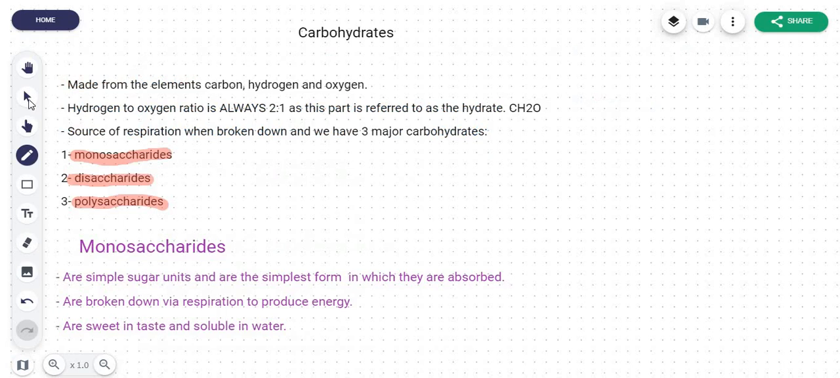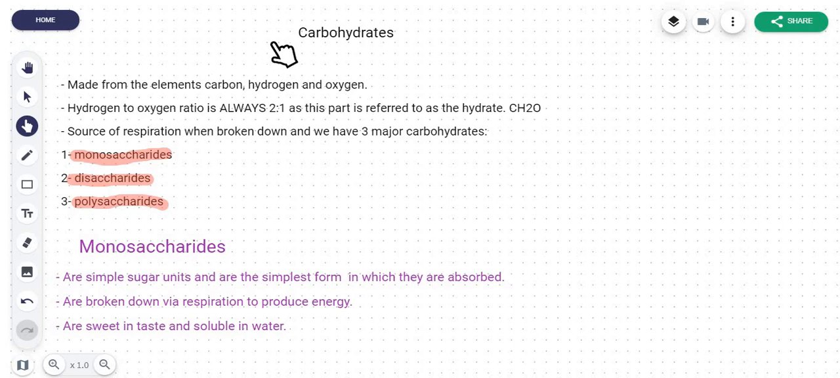Okay, now we're going to start with the very first biological molecule, that is your carbohydrates. Now these are made from the elements carbon, hydrogen, and oxygen. But there's a problem. Your lipids are also made from carbon, hydrogen, and oxygen. The good thing about proteins is that they're composed of nitrogen, so there's one factor that distinguishes them from your carbohydrates and lipids.